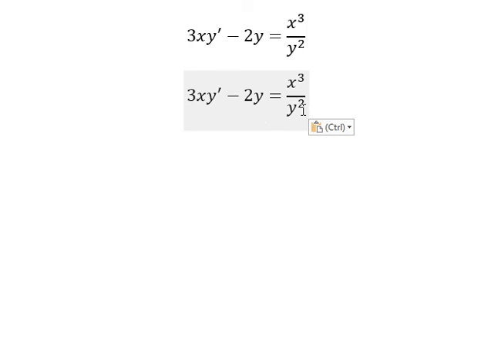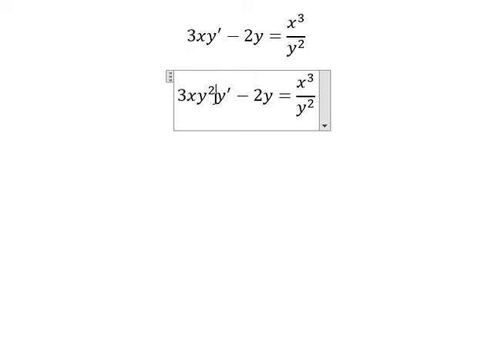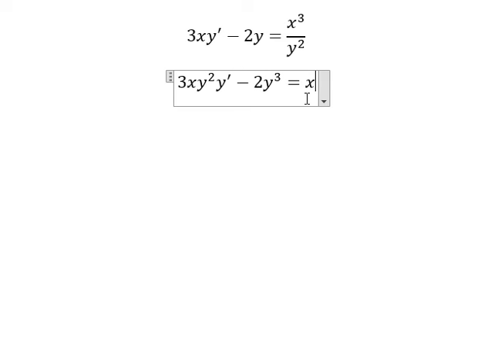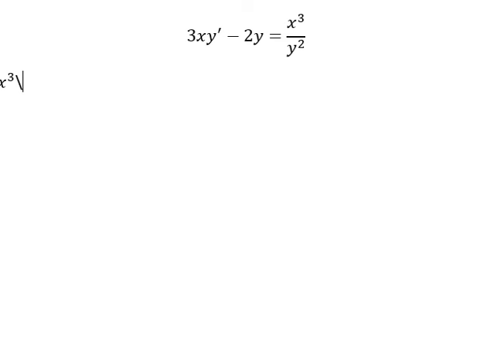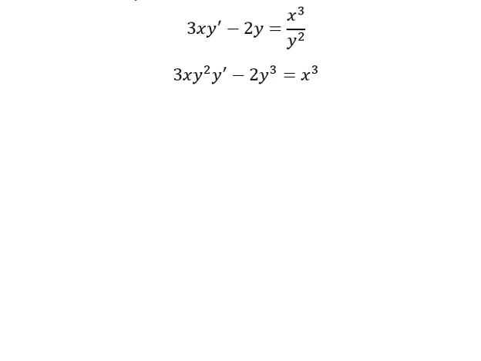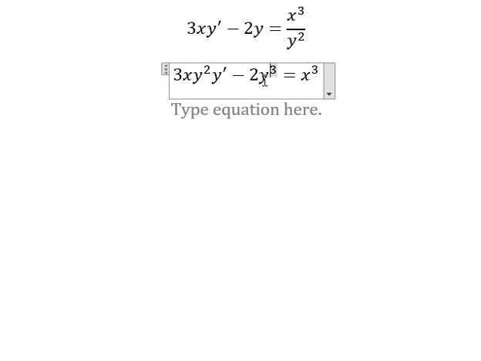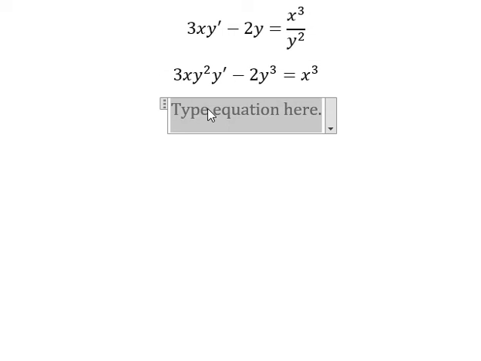First, we need to multiply by y squared for both sides. Next, we see that we have y to the power of 3 and y squared with the first derivative of y. We can apply the Bernoulli equation.